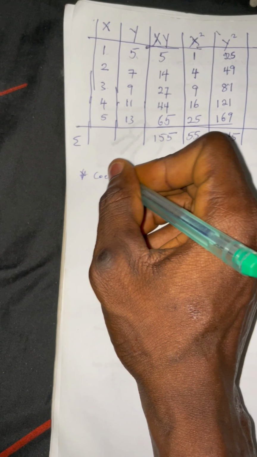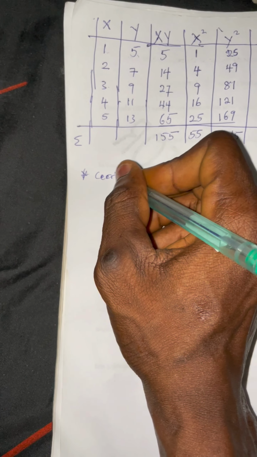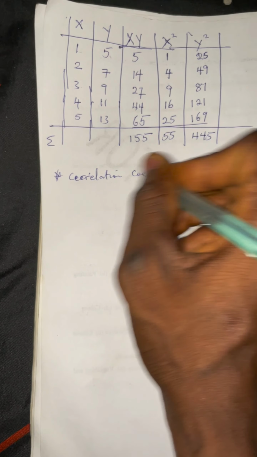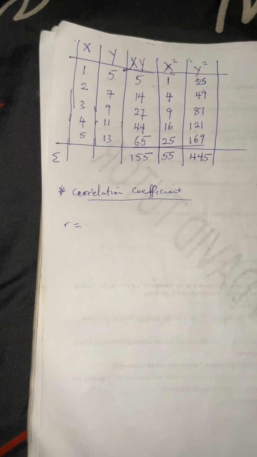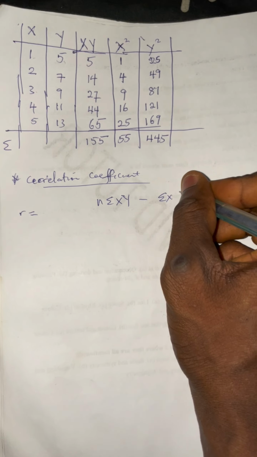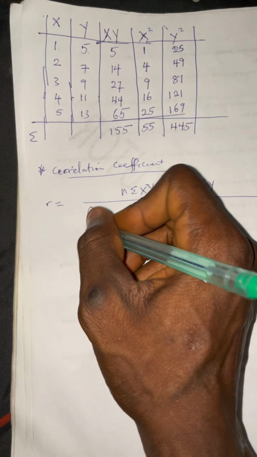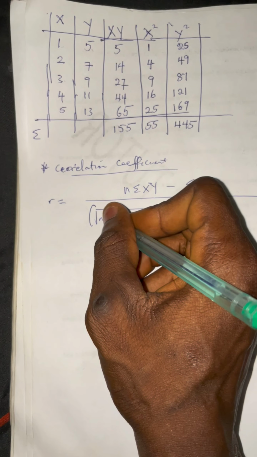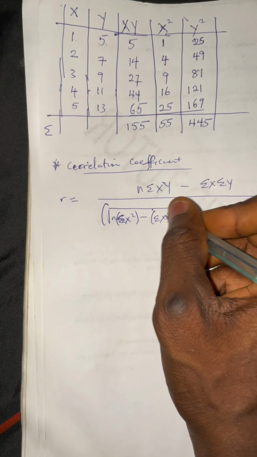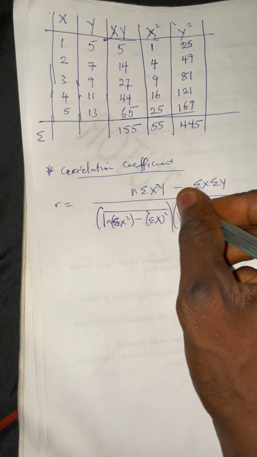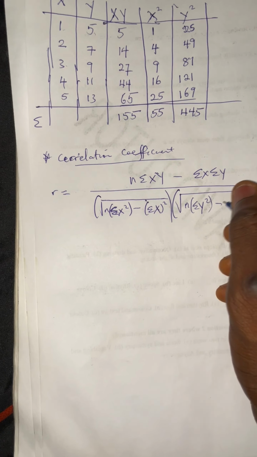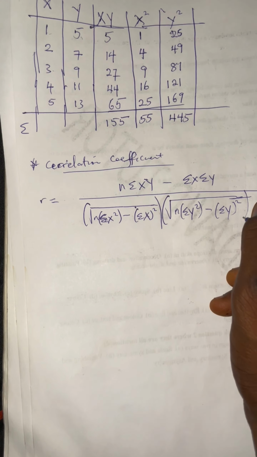The question asks us to find the correlation coefficient. Now the correlation coefficient of this, which is R, don't forget the formula, which is n summation xy minus summation x summation y, all over the square root of bracket n summation x square minus bracket summation x all square, into the square root of bracket n summation y square minus summation y all square.